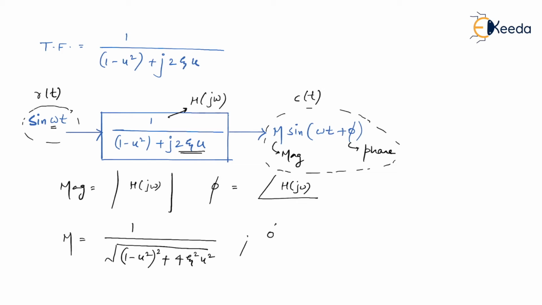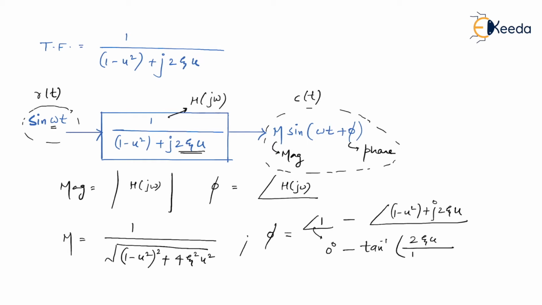Let us try to calculate the phase. You know that whenever you calculate the phase angle and it is in the form of a ratio, it is always angle of numerator minus angle of denominator. So it is angle of 1 minus angle of denominator. What is the angle of the denominator? It is the angle of 1 minus u square plus j 2 zeta u. You know that angle of 1 is always 0 degrees, minus tan inverse of imaginary part upon real part. The imaginary part is 2 zeta u and the real part is 1 minus u square. Finally, we have the phase also, and we have the magnitude also.